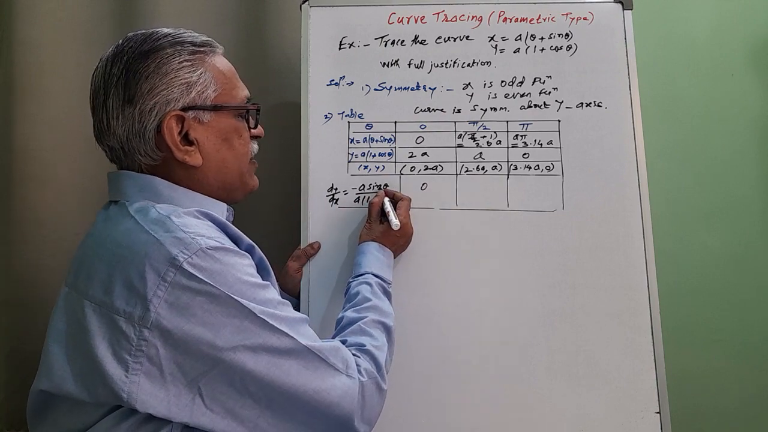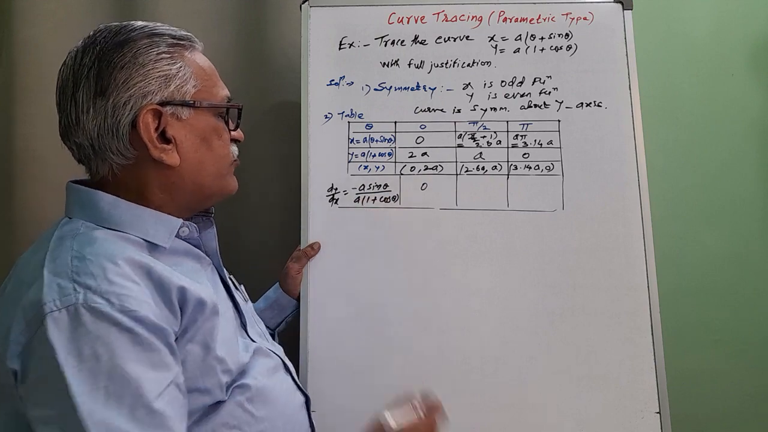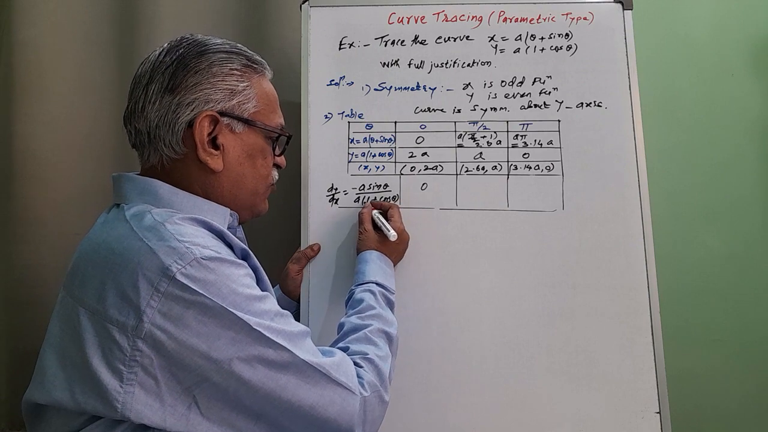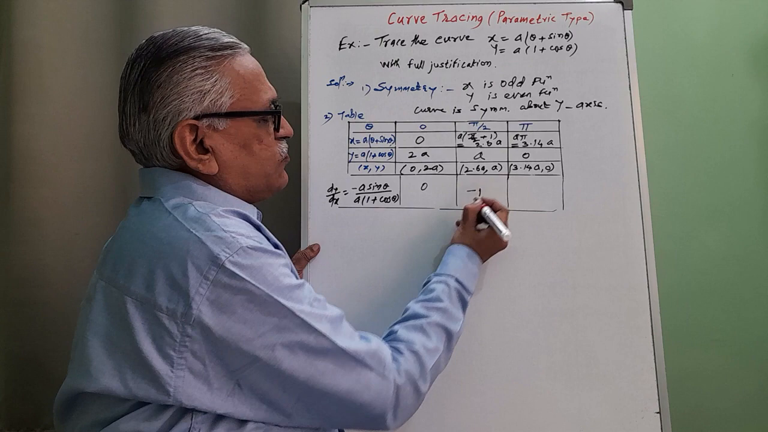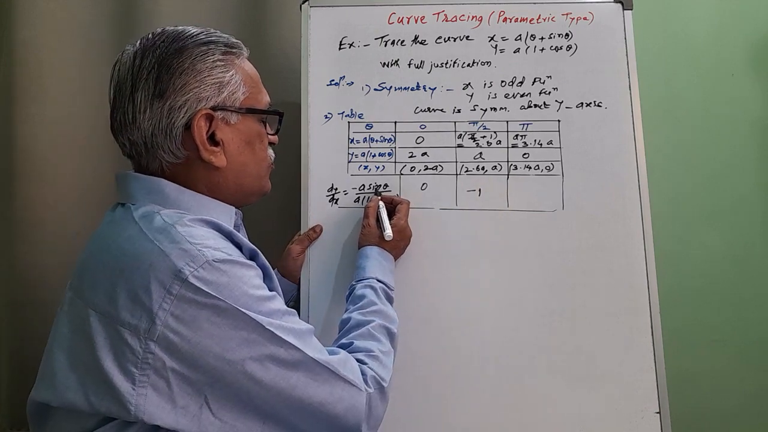Then sin pi by 2 is 1, therefore minus a upon a into 1 plus cos pi by 2. Cos pi by 2 is 0, therefore it is with minus sign, minus 1. And then last, sin pi, it is 0.